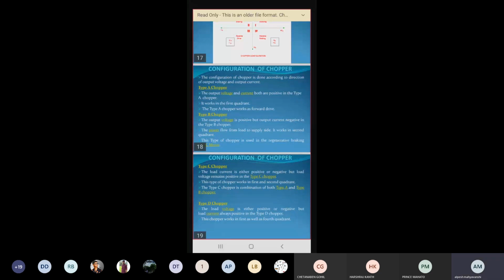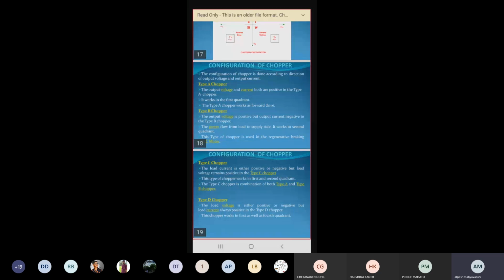Type C chopper works in the first as well as the second quadrant, the two quadrant chopper, and it is a combination of both type A and type B chopper. So if we combine type A chopper and type B chopper, chopper C is made. Okay, next is the type D chopper.